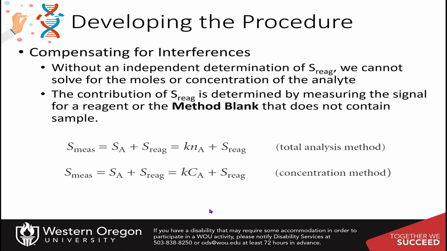So when you have this situation, what you would do to compensate for the signal of the reagent is to have a method blank. If we have a method blank that does not contain any of the sample and we run it through our system and get the signal, that's going to be the signal of the reagent. Then we can put that into our equation and subtract it off of the measured signal with our sample so that we can isolate the signal that's coming from the analyte. So method blanks are very, very common ways to get rid of signal that's caused by the reagents that we might be using.